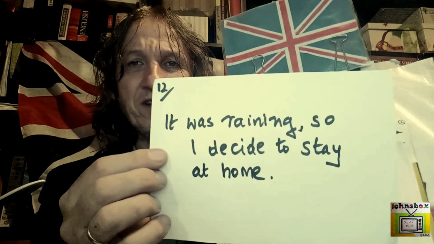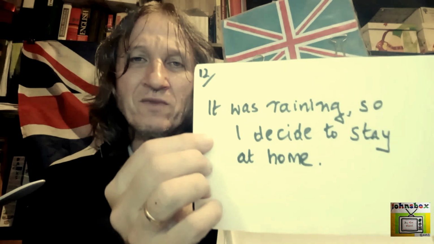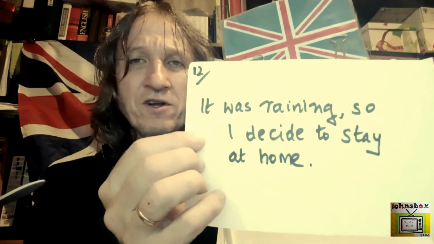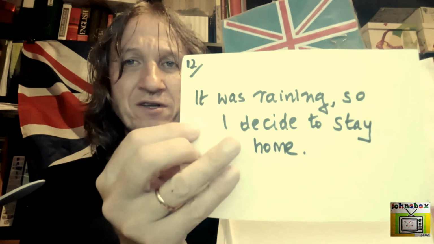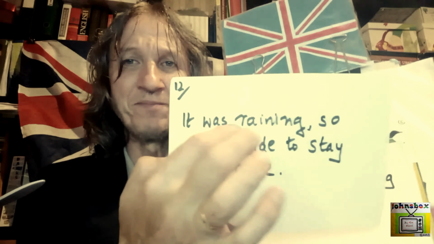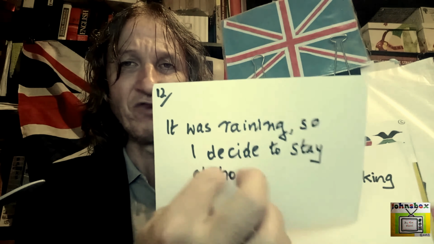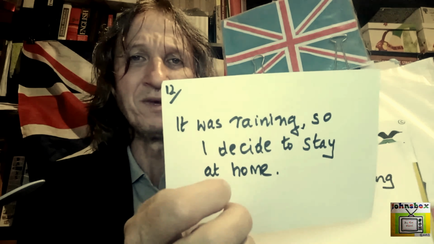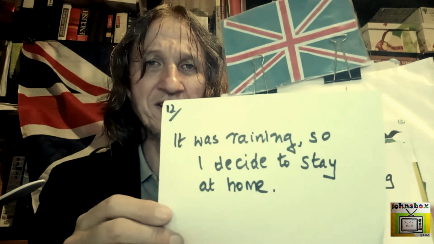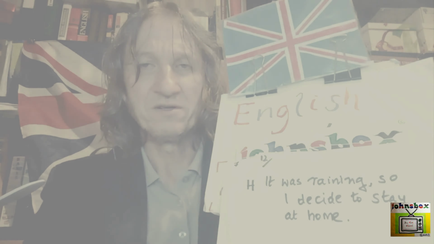Sentence number 7 then. It was raining, so I decide to stay at home. In fact, it is raining this morning here. The longer action is the rain, and the short action is my decision. The only thing is this is in the past, but this isn't. So we need to just add a D to the regular verb. It was raining, so I decided to stay at home is the correct answer. Let's now move on to sentence number 8.